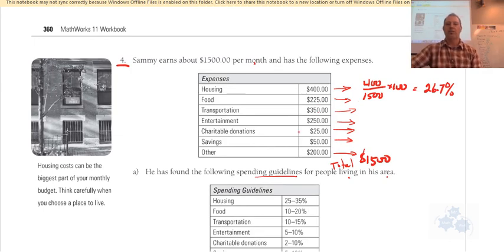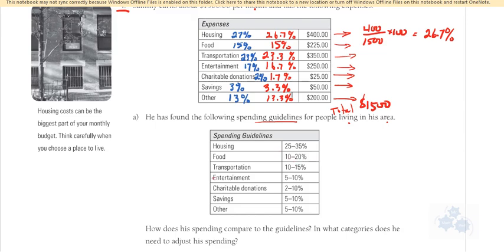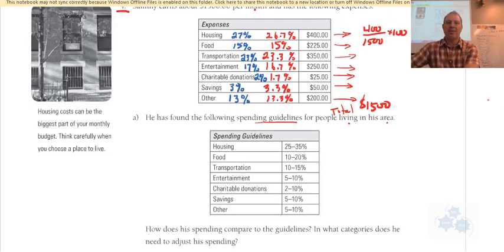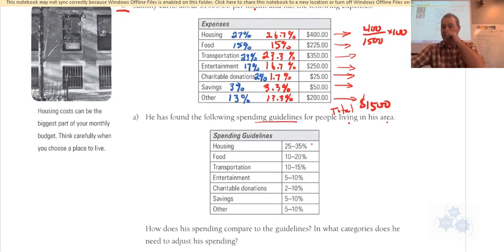So take a moment there and find out the percentages. You guys help me out here. Find out the percentages for each of these categories. It should look something like this. What you want to take a look at is how Sammy's spending compares with the guidelines?